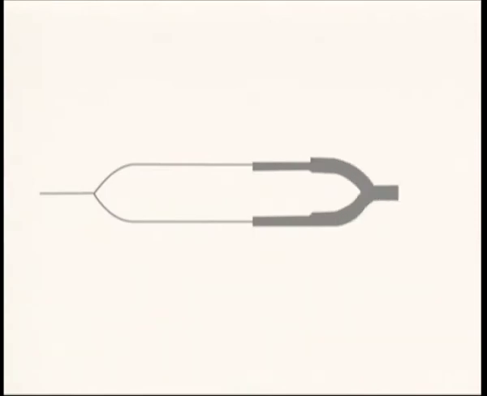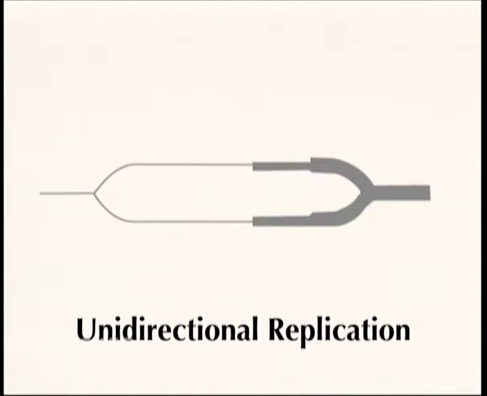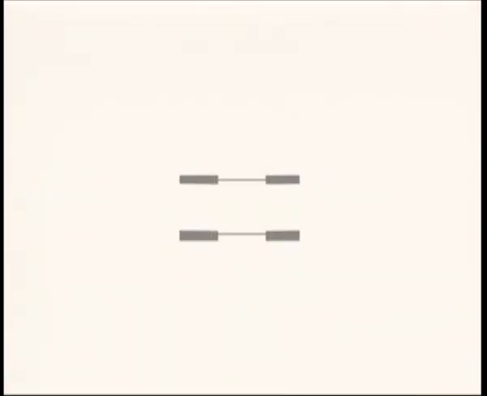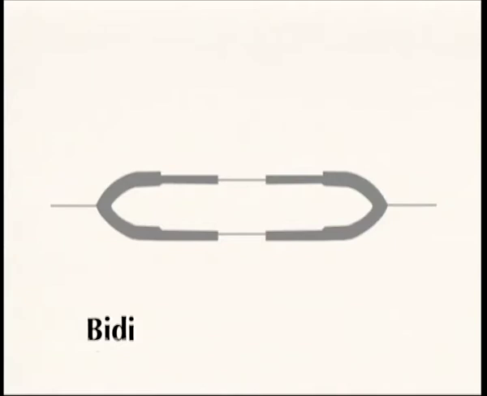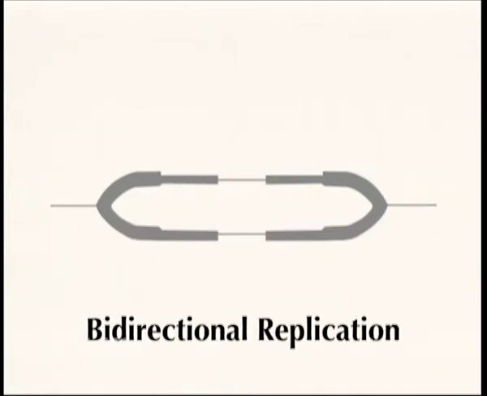However, in unidirectional replication, one of the 2 ends of the replication eye will be stationary and the other end will move with the replication. On the other hand, in bidirectional replication, neither of the 2 ends will be stationary and both will be moving.